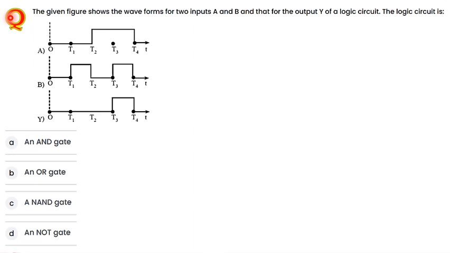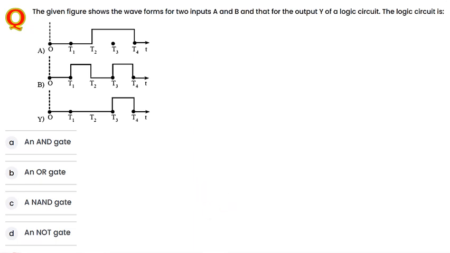Okay, next one here is: the given figure shows the waveforms for input A and B and for the output Y of a logic circuit. So what type of logic circuit is it? This is quite interesting, and you can easily find it out. There are some shortcuts I will tell you to understand better, so you can finish it very fast.